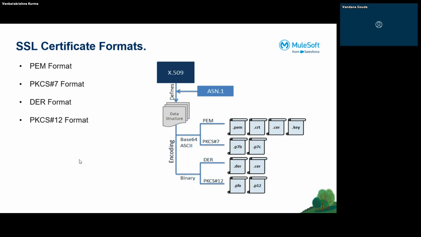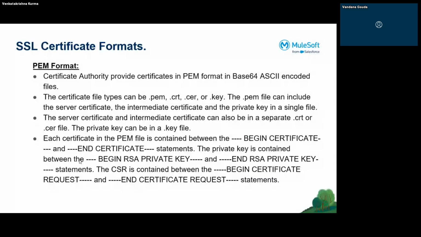Now, where will we get this certificate, and how can we convert it in our MuleSoft environment? Basically, this certificate will come in PFX format, and I'll tell you about that later. The PEM format is a base 64 ASCII encoded file, and the certificate types are .pem, .crt, .cer. Once you have converted into PEM, you can convert to .crt, .cer, .key.